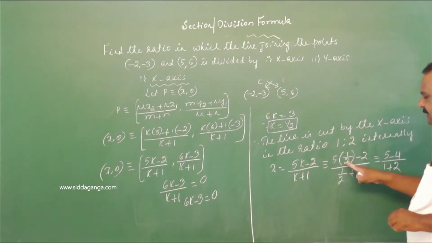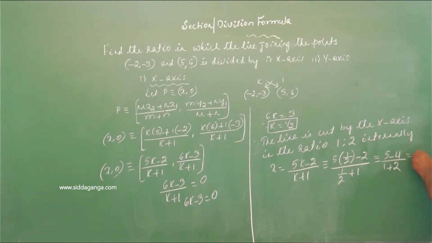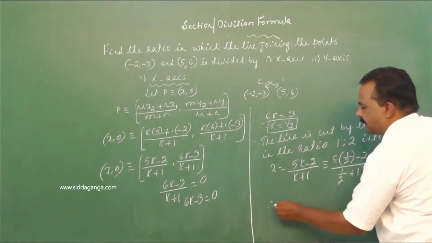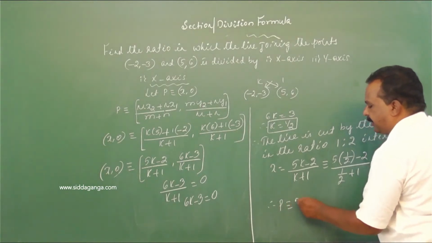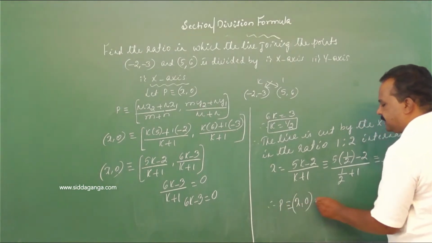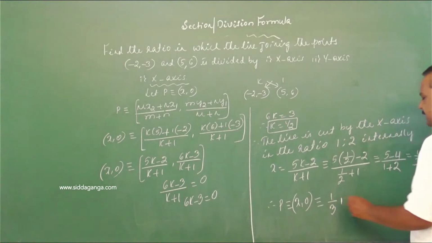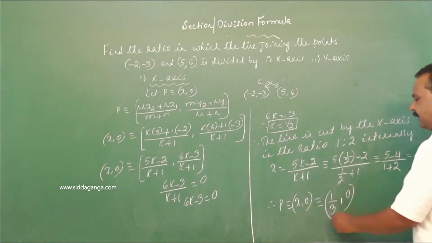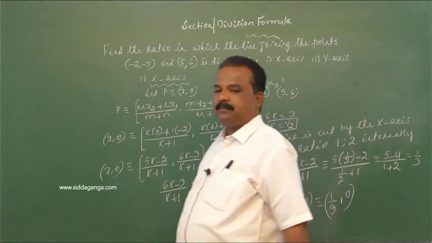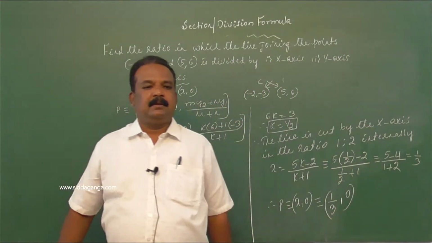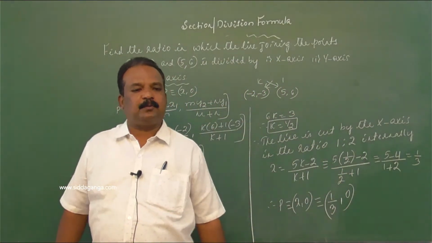ನೋಡಿ, ಇಲ್ಲೂ 2 LCM, ಇಲ್ಲೂ 2 LCM cancel ಆಗುತ್ತೆ. That gives you 1/3. Therefore, what is the dividing point? Dividing point is x comma 0. But what is x now? 1/3 comma 0. The ratio is correct, 1:2.